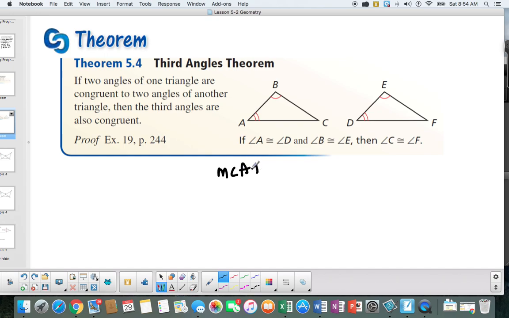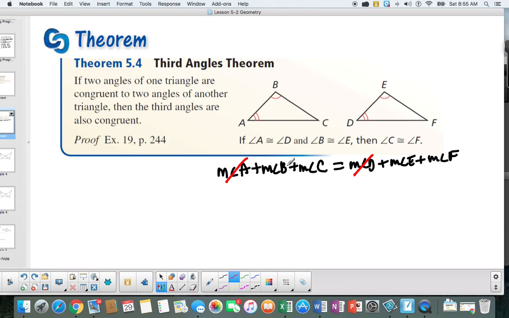I know that these 3 angles in this triangle have to add up to 180, and I know these 3 angles have to add up to 180 when I add them up together, and since they both add up to 180 each, they must be equal to each other. Now I know that A and D are the same size, so I can subtract them.